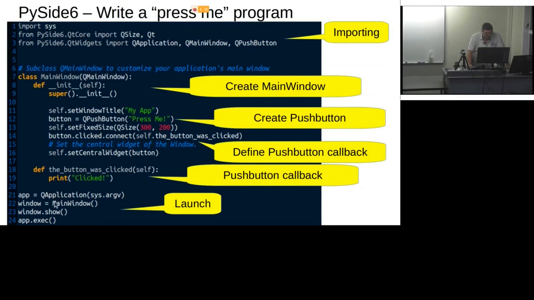Mm-hmm. So in this case, we'd go up here and launch a main window and set it up as my app, and then we'd add a button to it with press me on it, and set up the size of the button, make a connection to the slot. So when the button's pushed, it will call button was clicked, and then we've got to attach the button to the main window. So down here, when the button is clicked, it'll just print to the console the word clicked. So you can get going just straight away like that.